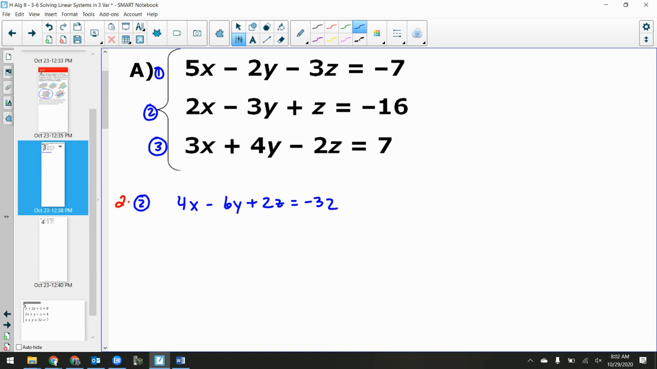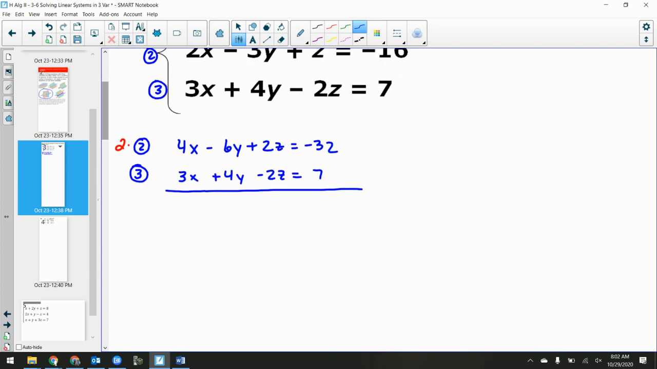The third equation, now I'm just going to use plain old equation 3. Equation 3 is just 3x plus 4y minus 2z is equal to 7. And I'm going to eliminate z. Let's see what happens. Okay, well, that gives me a 7x minus 2y is equal to negative 25. Everybody following me there? Now, I used equations 2 and 3.